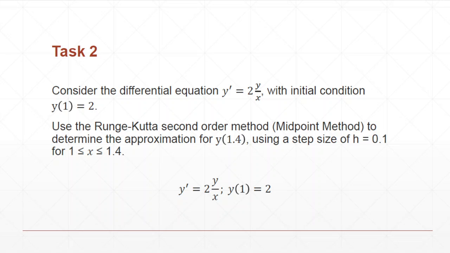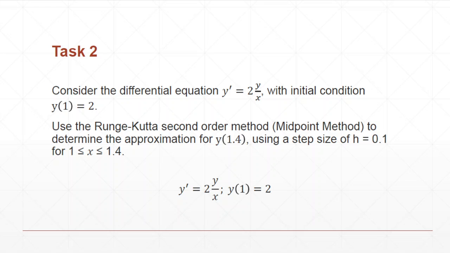This is our task 2 of tutorial 12, and we are given a differential equation y prime is equal to 2 times y divided by x with initial condition y of 1 is equal to 2. Here x0 is equal to 1 and y0 is 2.